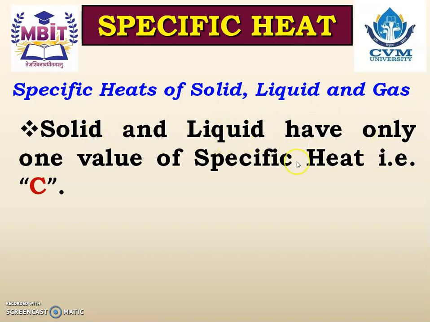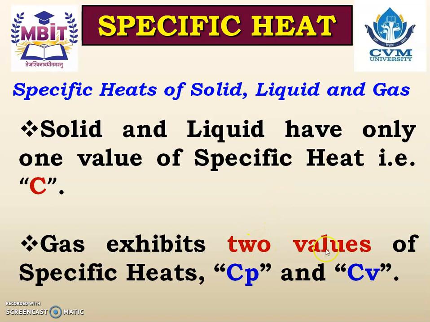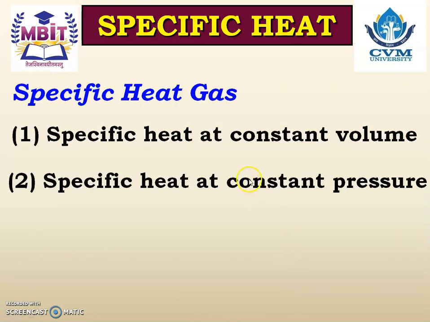Solid and liquid have only one value of specific heat, and it is denoted by the symbol C, while gaseous have two values of specific heat, and they are denoted by the symbol Cp and Cv, where Cp is the specific heat at constant pressure and Cv is the specific heat at constant volume. So now let us study the specific heat at constant volume and specific heat at constant pressure one by one.